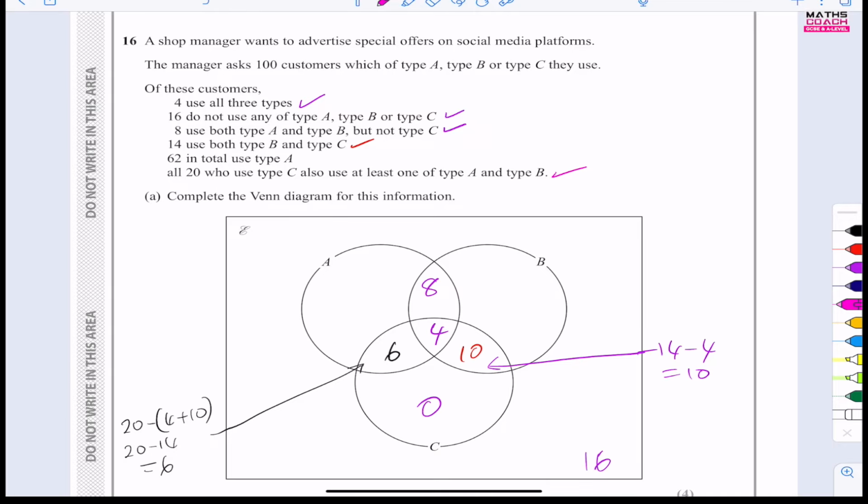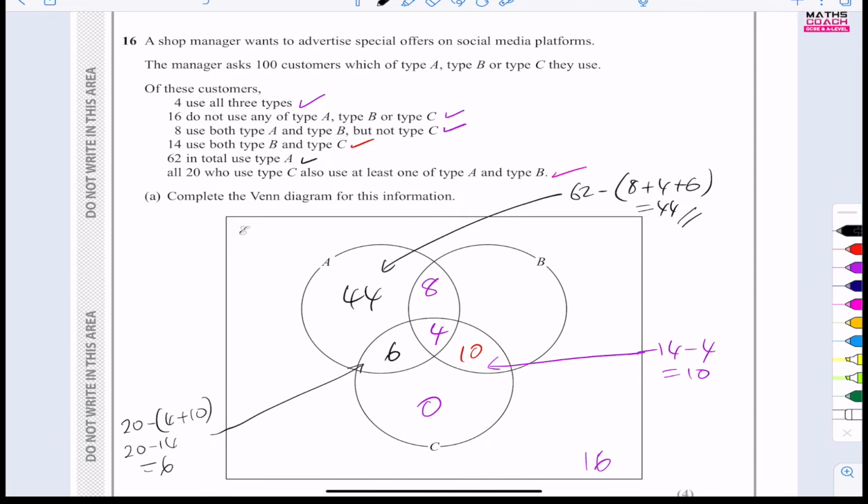Now, let's go back to that 62 in total that use A. Now look, all of that circle has to be equal to 62. Now I've got these 3 done. So to find out what goes just in here, I'm going to do 62 minus 8 plus 4 plus 6. And that gives me 44 in total. So 44 will go in here. So that's that done.